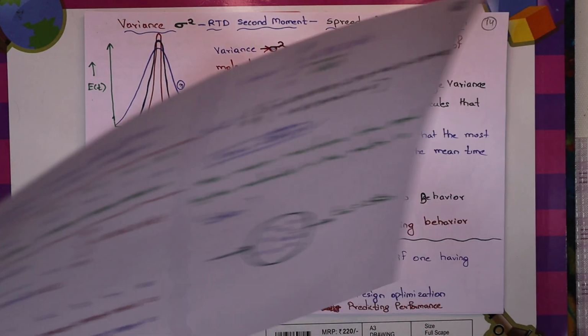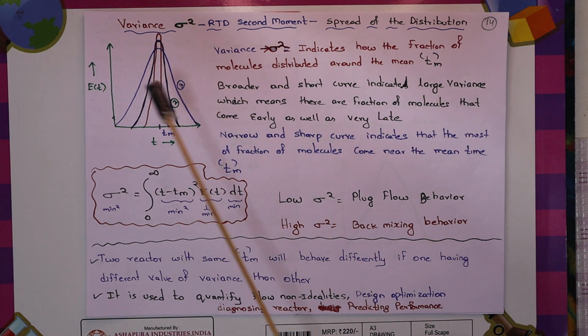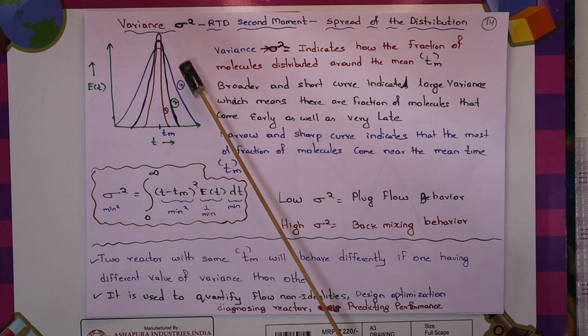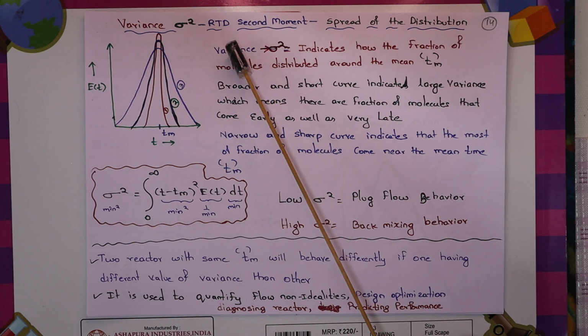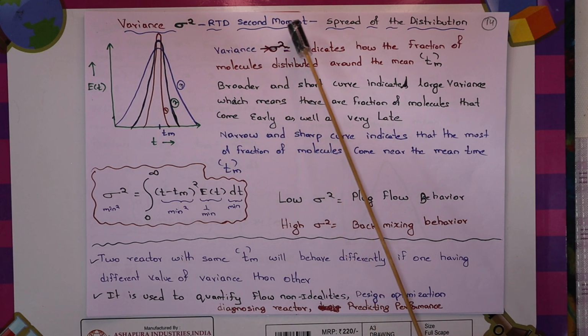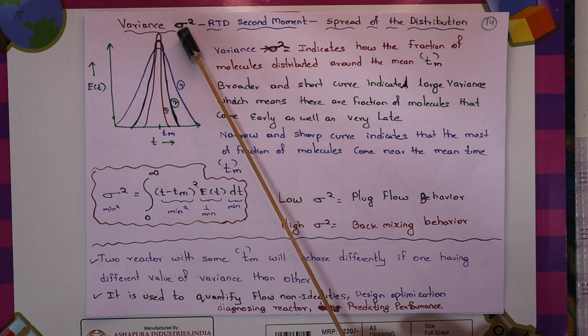Okay, so let us move ahead to the next part of the story, variance. Variance, the second moment of the RTD, which is also called the residence time distribution. Okay, what exactly is variance?